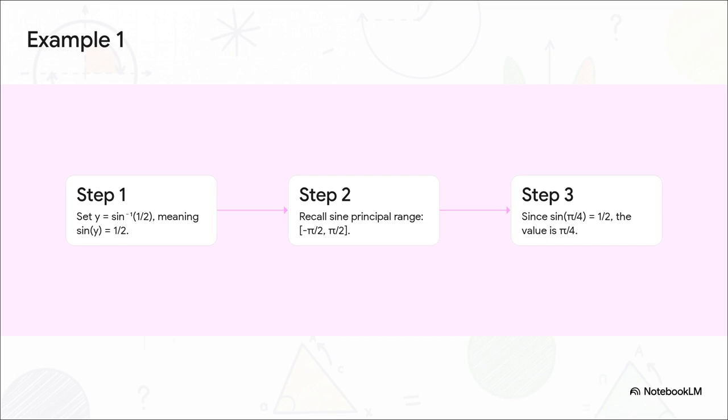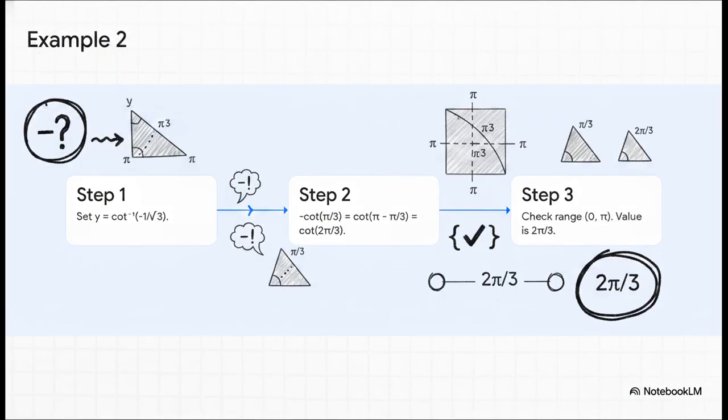Step 3. So what angle in that range actually gives a sine of 1/2? Well, you know your unit circle. It's π/4. Therefore, our principal value is just π/4. Boom! It really is that clean and logical. Okay, let's level up just a bit with example 2, dealing with a slightly trickier negative value.